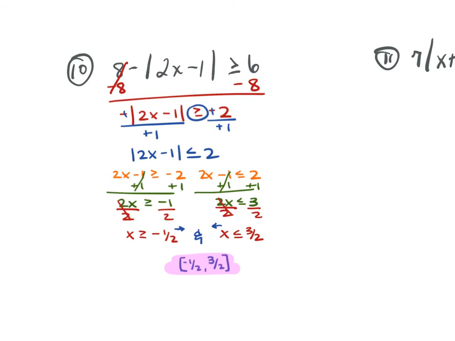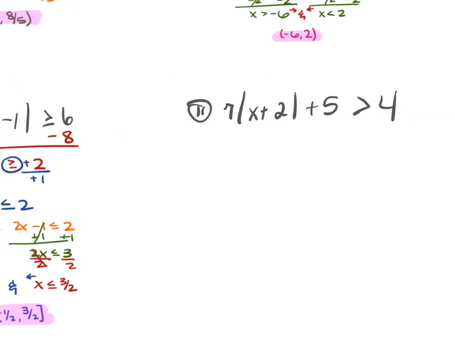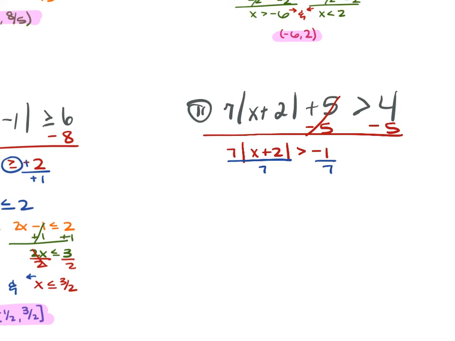For 11, we have 7 times the absolute value of x plus 2 plus 5 is greater than 4. So for this one, again, we're going to undo that addition first. So we're going to subtract 5 from each side. We get 7 times the absolute value of x plus 2 is greater than negative 1. From here, we're dividing each side by that 7. So we're left with the absolute value of x plus 2 is greater than negative 1/7.